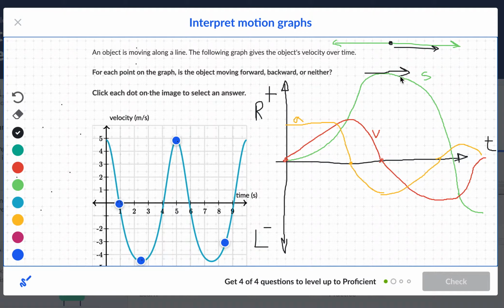Okay, so we know that directly below there should be a 0 for the velocity. Just like right here, a tangent line is near horizontal, so it should be a 0 for velocity here. It's moving in a left direction, so that's why it's a negative velocity there as it goes downward.